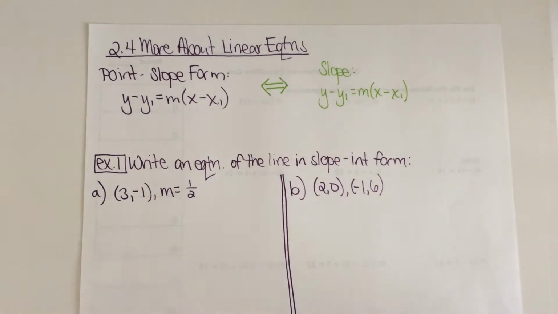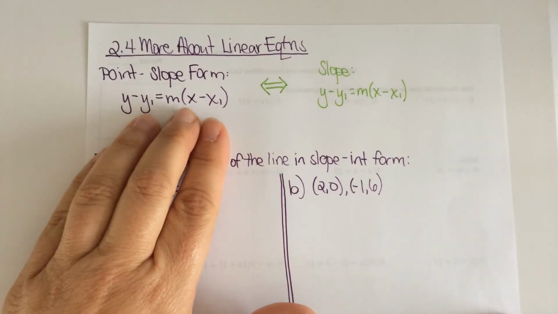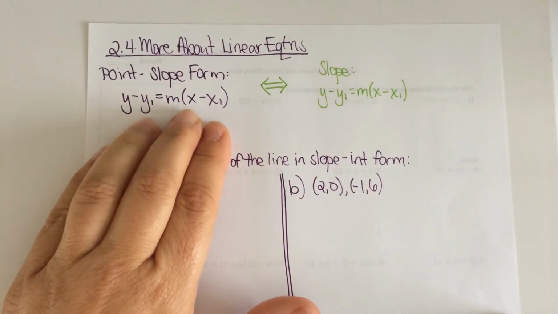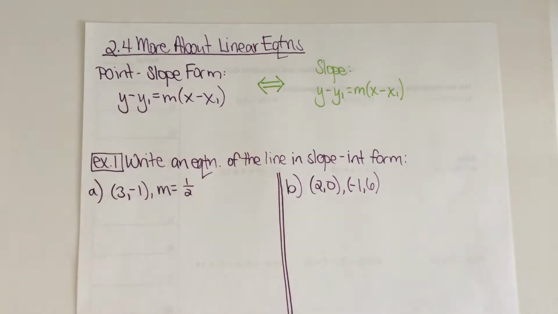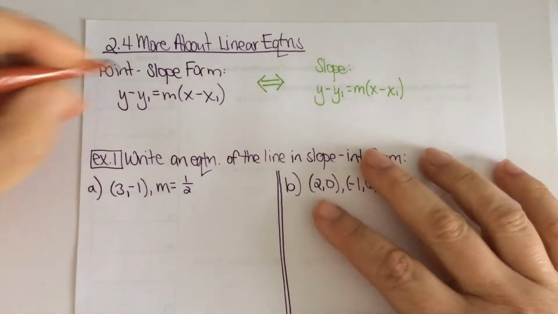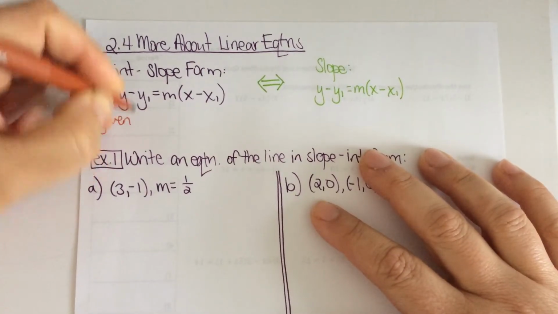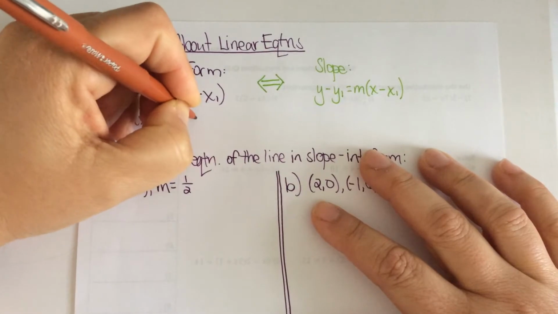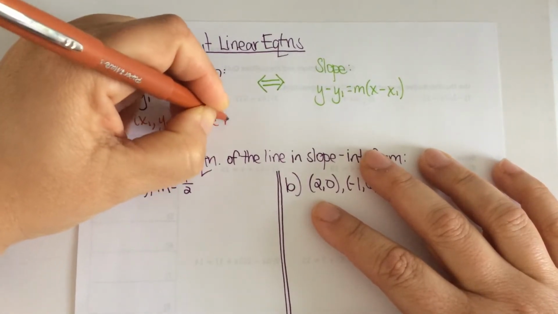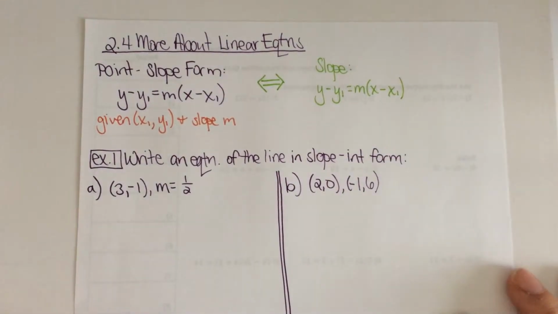So point slope form, this is somewhere in your brain. You had it memorized at one point. You just need to pull it back from the back of your brain to the front of your brain. So this is if we're given a point x1, y1, and a slope. Pause me and write all that stuff down, including the example.